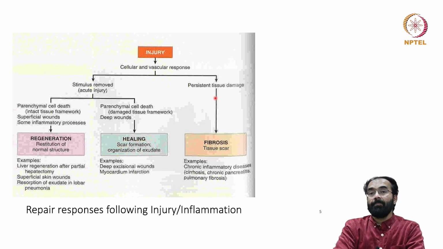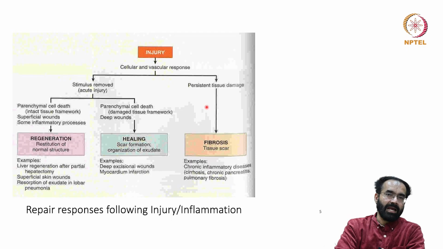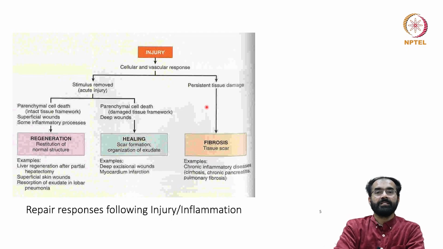And then comes persistent tissue damage. Take people who eat pan or gudka: when you put it in your mouth, you are constantly damaging your mouth epithelium. This is not a wound, but rather constant erosion of the tissue, and it also leads to constant inflammation. In such a situation, the body responds by a process called fibrosis, where the tissue scar is very, very prominent.